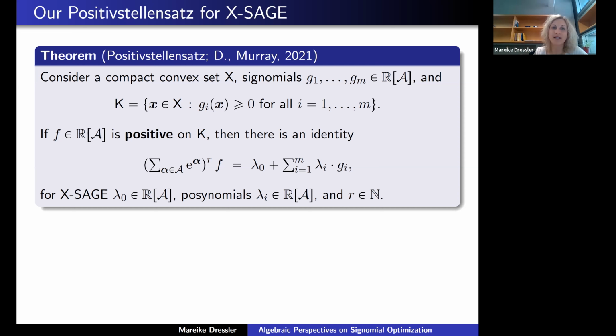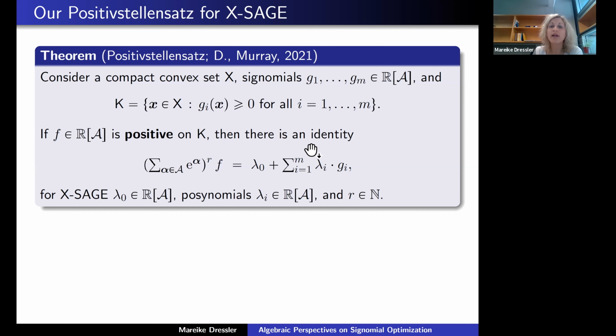So we have a constraint set, X. This is compact and convex. Additionally, we constrain it with signomials. So in total, we get the constraint set K. So to say, K is the intersection of a convex set and possibly non-convex signomials. So in total, it can be non-convex. Then the result is that if f is positive on K, then we can write f in a specific way.